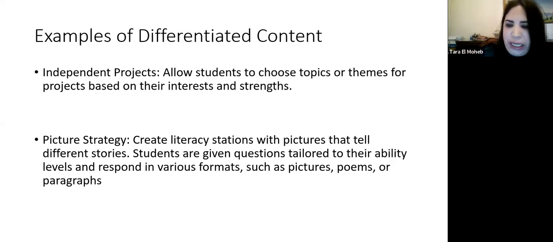Students are given questions tailored to their abilities and levels, and respond in various formats, such as pictures, poems, or paragraphs. What I mean is that if a student wants to go to the kinesthetic station, they can. If they want to go to the auditory station, they can. If they want to go to the visual station, they can. And there are many other learning styles that we already know of. When we create stations for students to experiment with, this boosts their motivation to learn.